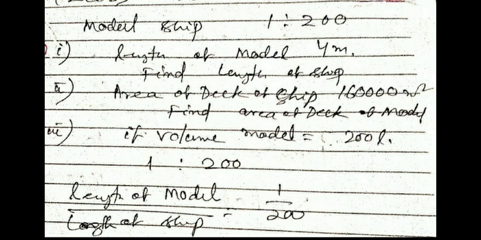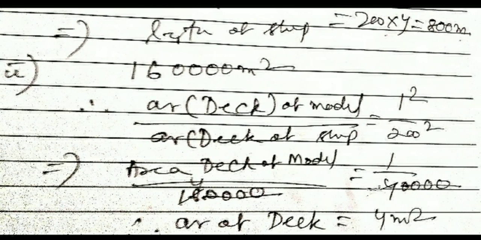So first part, 1 is to 200 is the scale. The length of the model by the length of the ship is equal to 1 by 200. The length of the model is given as 4 meter. Therefore, the length of the ship is equal to length of the model 4 into 200, so we find that it is equal to 800 meter. Next, the area of the deck of the ship is given as 1,60,000 meter square. What is the area of the deck of the model?